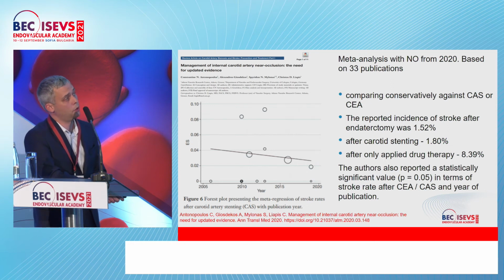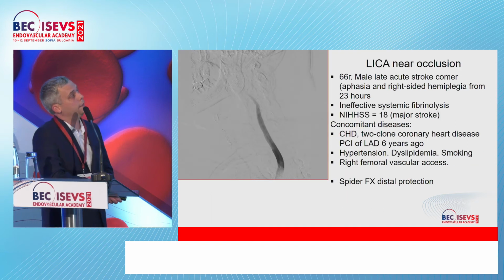This is the largest meta-analysis that compares head-to-head optimal medical treatment with other treatment of carotid arteries with full collapse. The authors also report a statistically significant difference in terms of stroke rate after any surgical treatment or stenting and the year of the publication. So the incidence of stroke progressively dropped between 2005 and 2020, which is probably a sign that the procedures became less invasive.